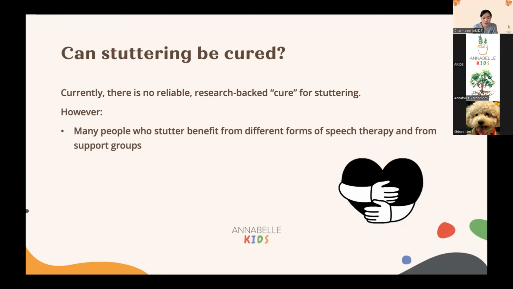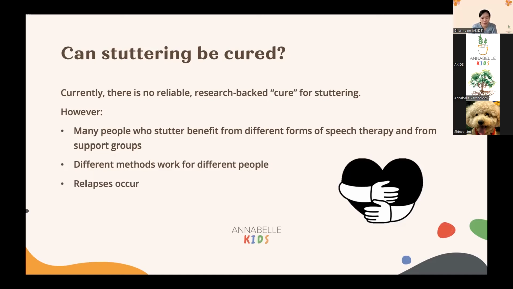However, there are things that can be done. Many people who stutter benefit from a lot of different forms of speech therapy and from support groups. We have a lot of different methods, and we found that different methods work for different people.